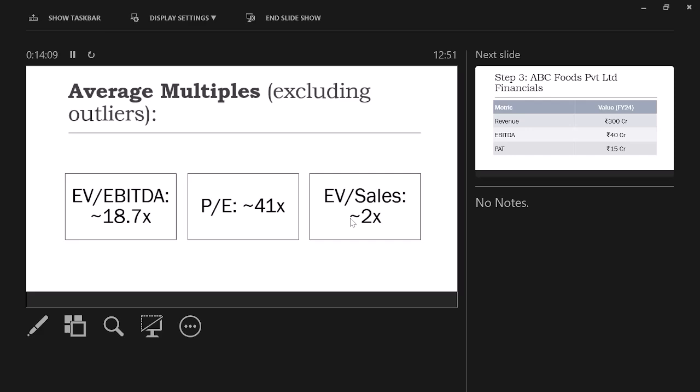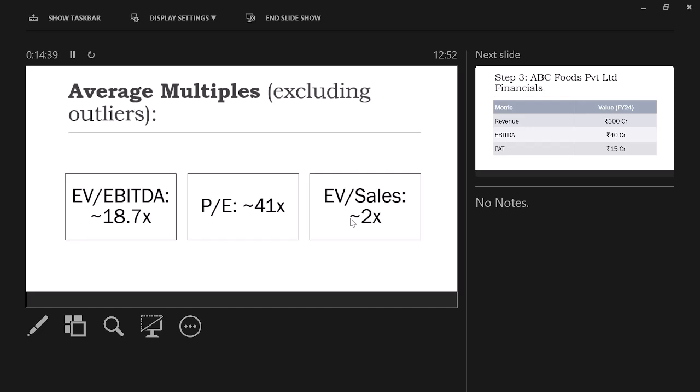Now, the second step, first is basically to find out all the comparable companies, then find out all the relevant financials, and the third is to calculate the average multiples. We always calculate the median multiples, excluding the outliers, and calculate the average. Here we have only three companies, so I think we have calculated the simple average. EV to EBITDA is about 18.7 for all the three companies if you take an average.